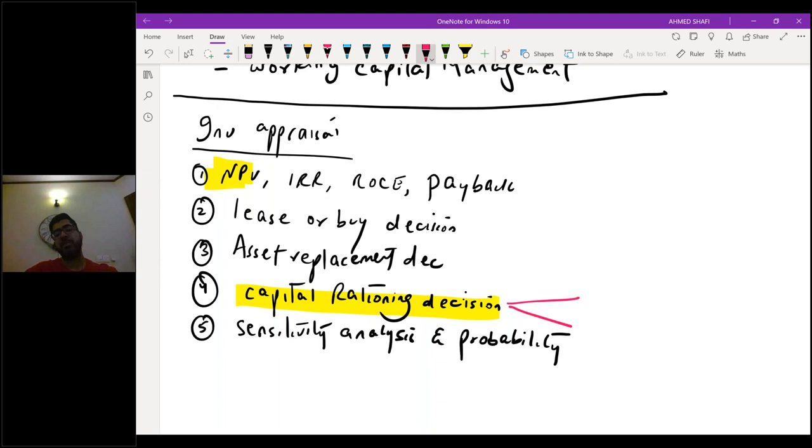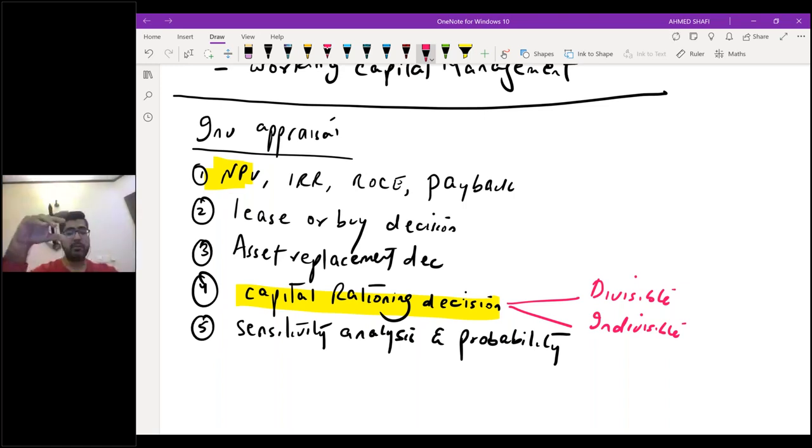There are two types of projects. Sometimes projects are divisible, and sometimes they are indivisible. Divisible means they can be taken in proportions, 50%, 60%, 70%, and indivisible means they can only be taken in full, never in proportions. In this question, capital is rationed to 5 million, it's asking for the optimum investment combination, and projects are divisible. So we will perform both of these.